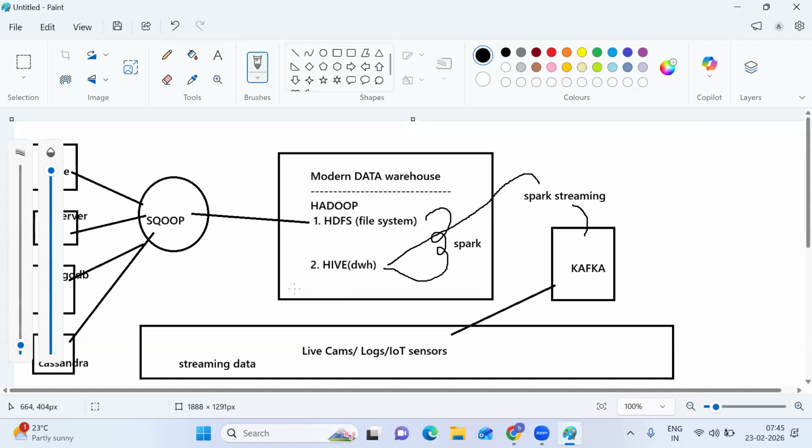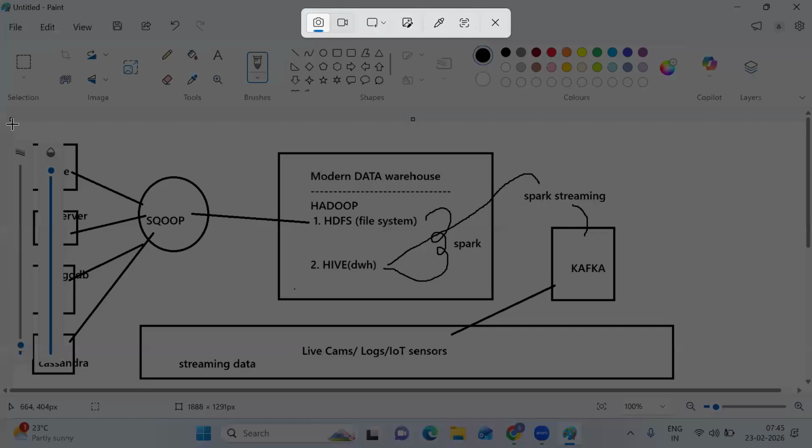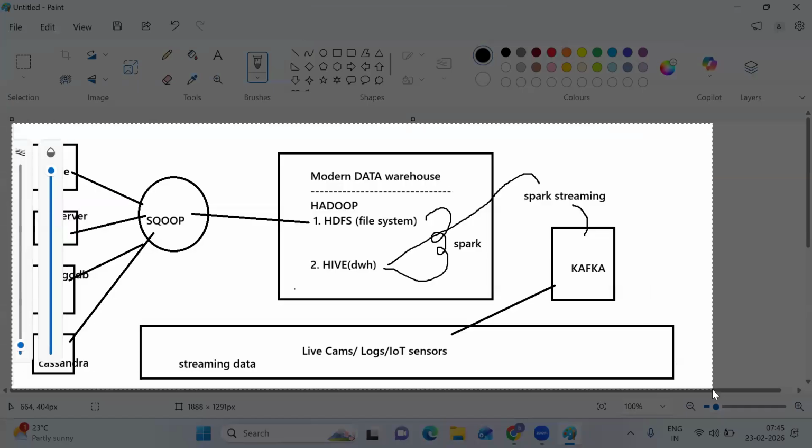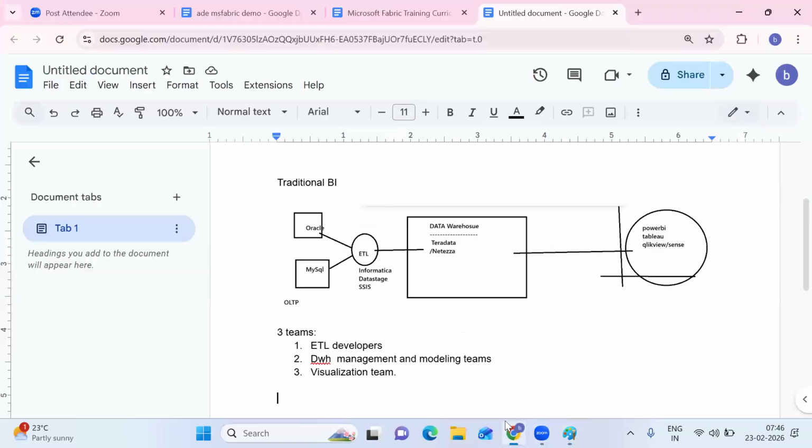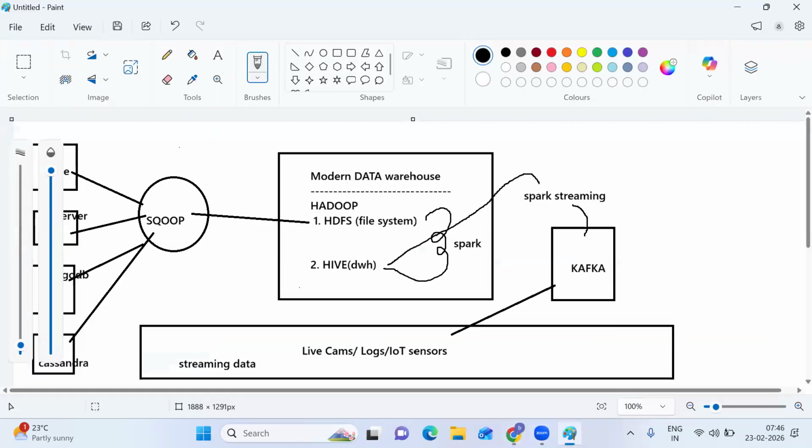So within this modern architecture, that is the modern warehouse, what is the advantage, sir? What advantage are you seeing when compared with the traditional BI system? What difference do you identify? In traditional BI systems, only RDBMS systems are involved. OLTP is RDBMS and warehouse is RDBMS, everything is RDBMS. But here look into this structure.